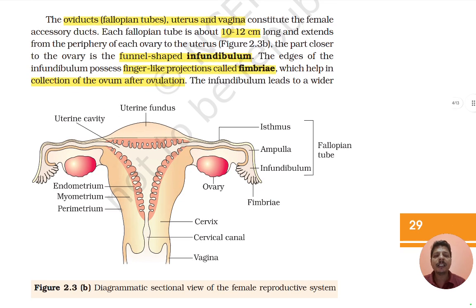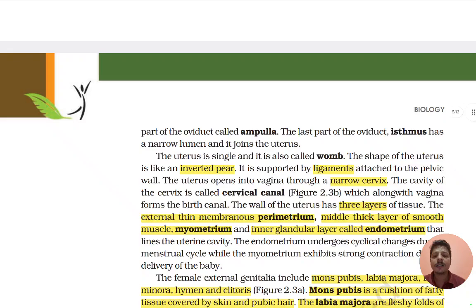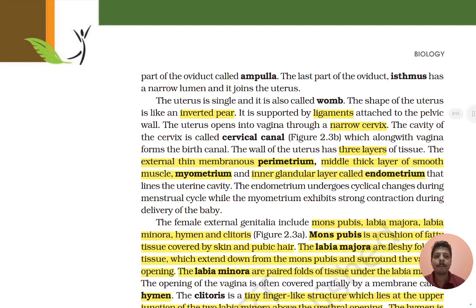The infundibulum leads to a wider part of the oviduct called the ampulla. The last part of the oviduct is the isthmus, which has a narrow lumen and joins the uterus. The uterus is single and is also called the womb. The shape of the uterus is like an inverted pear. It is supported by ligaments attached to the pelvic wall. The uterus opens into the vagina through the narrow cervix.